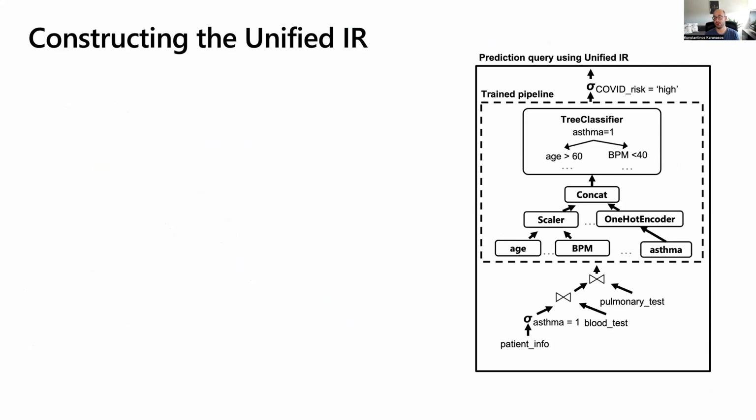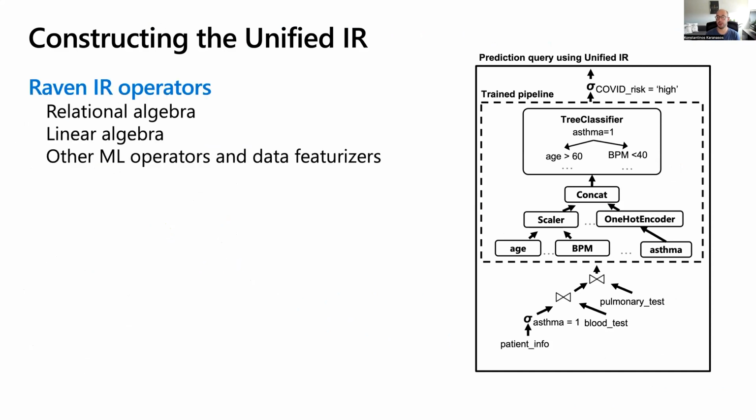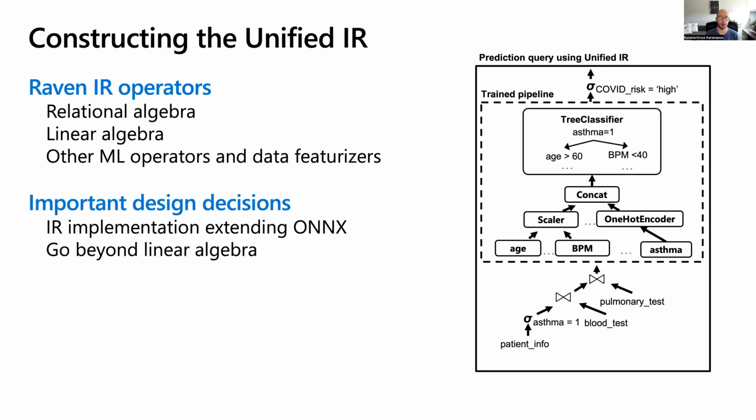The IR of the query we described in the beginning of the talk looks as follows. As you can see, it includes various relational algebra operations, but also it has machine learning operators. So we have relational algebra, we have linear algebra, and we have some other machine learning operators that cannot be expressed using linear algebra, as well as various data featurizers. You can find more details in the paper about our IR.